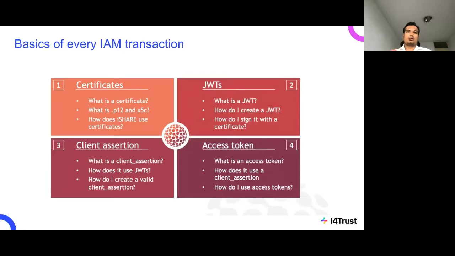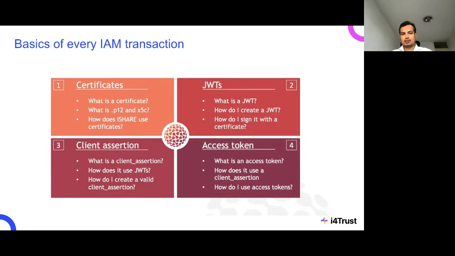So the first part is very common, and we'll just go through it in detail, what that means and how it is defined in iShare. And for that, every basic IAM transaction has four parts, as you can see on the screen. One is, of course, the certificates that are used to identify the machines or the backends. So in iShare, we define organizations' backends identity by means of PKI.